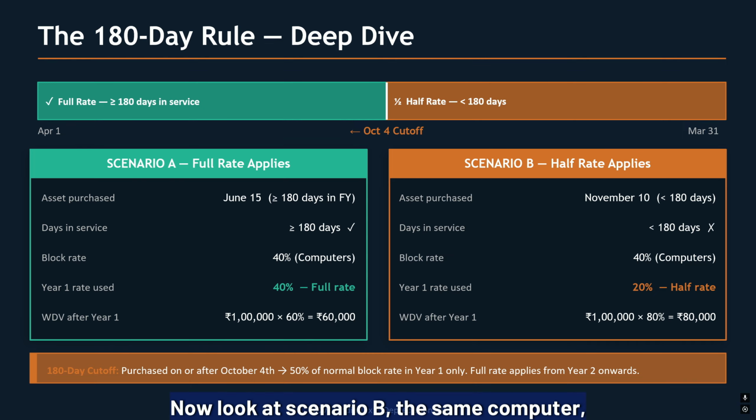Now look at scenario B. The same computer, same cost of 1 lakh rupees, same 40% block rate, but this time it is purchased and put to use on November 10th. From November 10th to 31st March is only 141 days, fewer than 180 days. The 180-day rule kicks in. The rate for year 1 is reduced to 20%, which is half of 40%. The year 1 depreciation is only 20,000 rupees. The written down value at the end of year 1 would be 80,000 rupees, 20,000 rupees more than scenario A. From year 2 onwards, both assets are in the block and get the same full 40% rate.